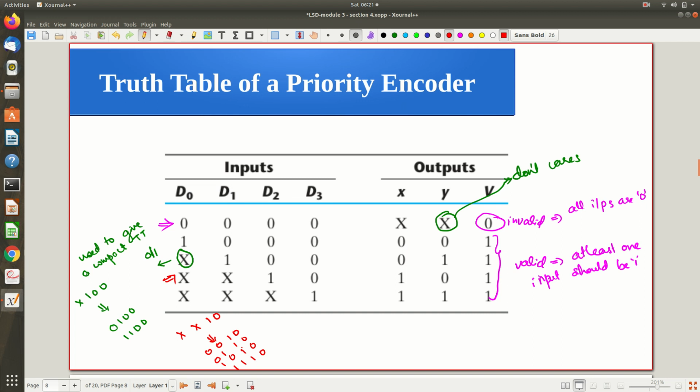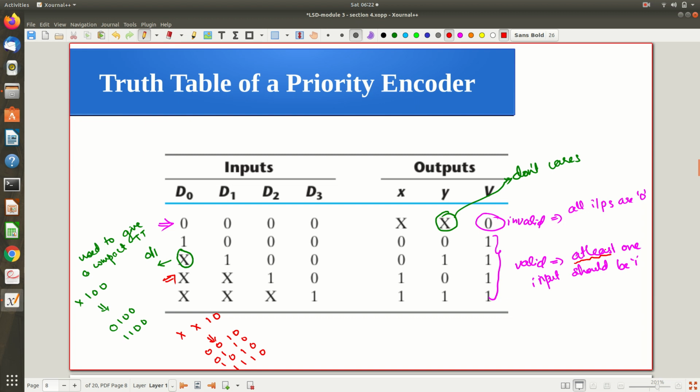Now here the requirement is, if you are looking at this X100, it is actually 0100 and 1100. So here exactly one input is 1, here two inputs are 1, fine. Here also exactly one input is 1, here two are 1, here two are 1, here three inputs are 1, so that is also fine. So what I need is at least one input to be 1. If all are 0, that is invalid for me.